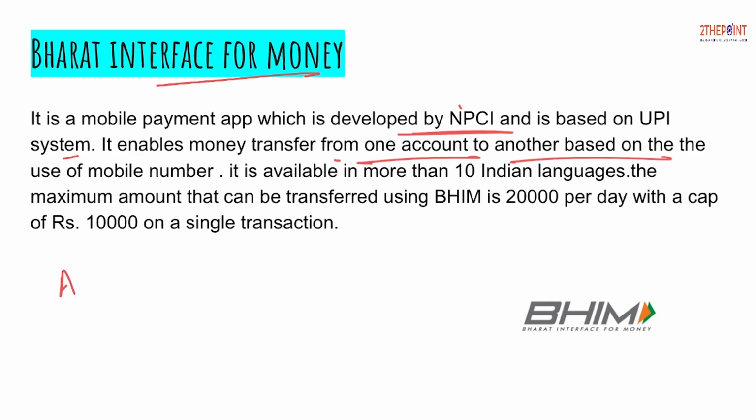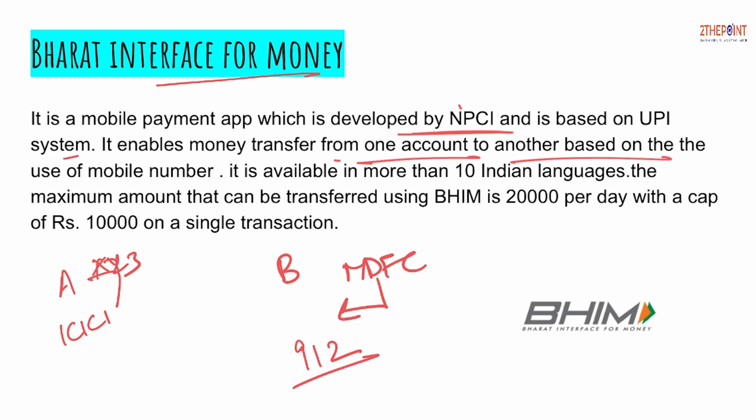For example, I am A and I have an account in ICICI bank which is linked to my phone number XYZ or 123. Now I want to transfer some money to my friend B who has an account in HDFC, and this account is linked with his mobile number 912. Now in order to transfer money to this account, this person should have a UPI ID, and the number should be linked to his bank account, and then fund transfer can easily take place. It is available in more than 10 Indian languages.